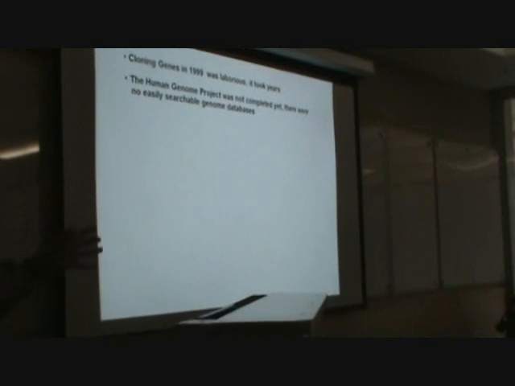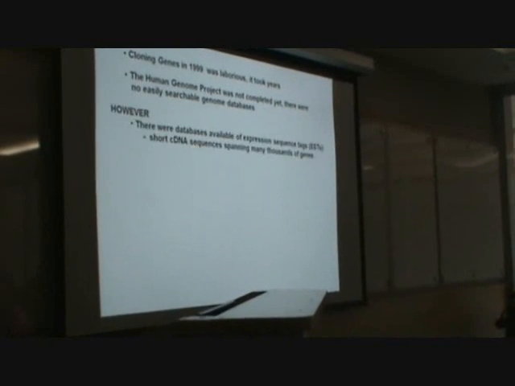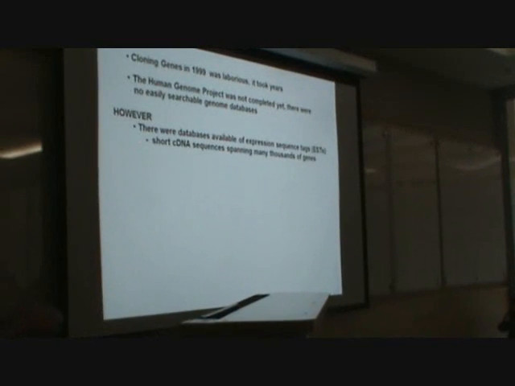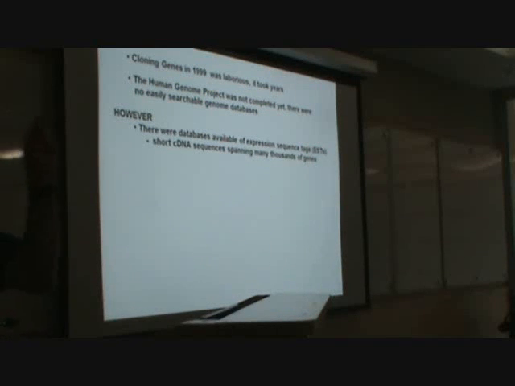There were whole chromosomes missing from the initial sequence that was available. It was not easily searchable. There were no gateways to search it. However, there were databases available with what were called expressed sequence tags. So this is where they created really short reads of transcript data.